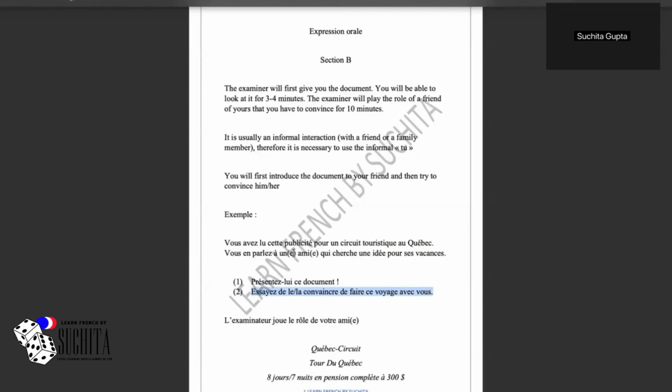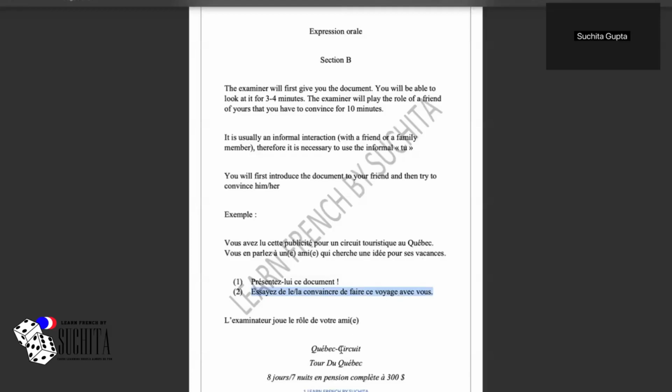Vous avez lu cette publicité pour un circuit touristique au Québec. So you have read this ad for tourism in Quebec. You have to talk about this ad to your friend who is searching for an idea for his vacations. Présentez-lui ce document, and then you need to try to convince him or her to do this trip with you, right?